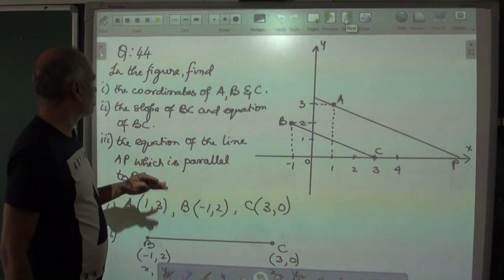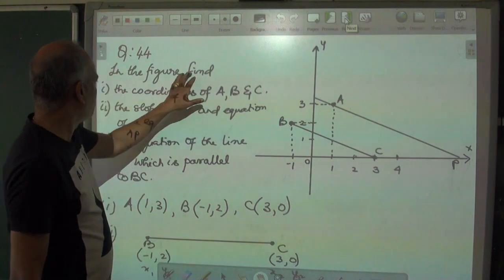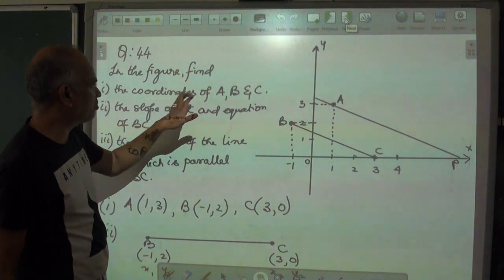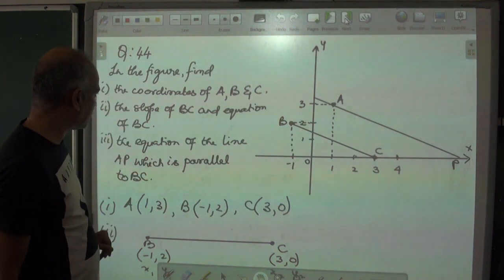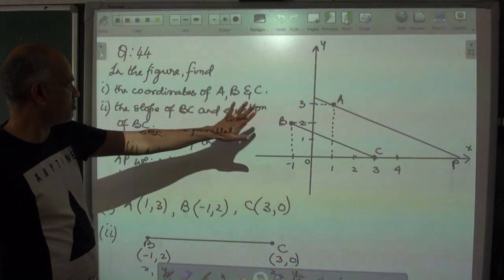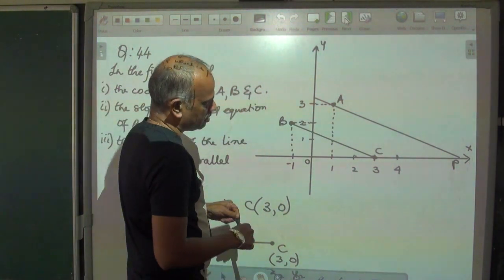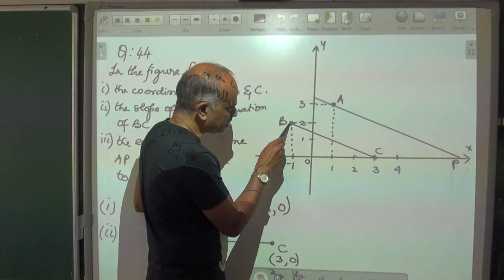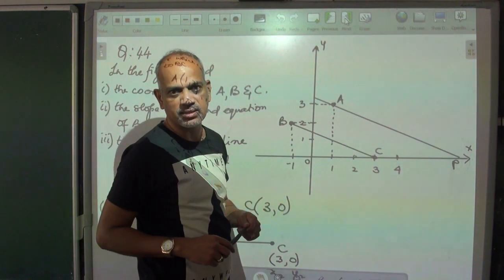Question number 44. In the figure, this is the figure given. Find, number 1, the coordinates of A, B and C. We will come to the rest of the question later. The first question is, from this figure, you find the coordinates of A, B and C. You can see A is here, B is here and C is here. So you have to write down the coordinates of A, B and C.